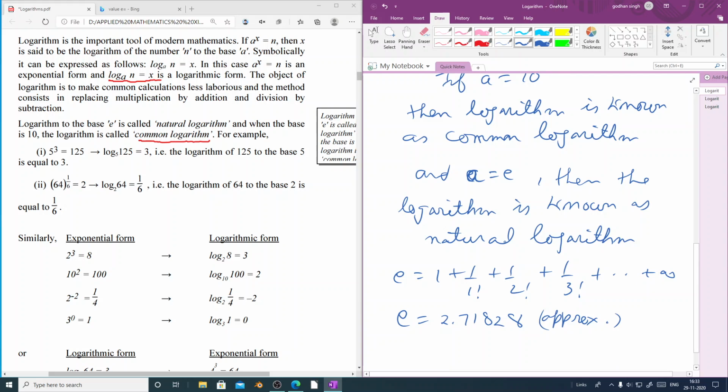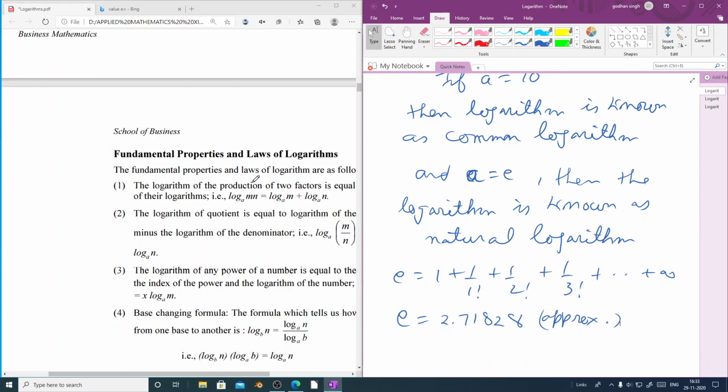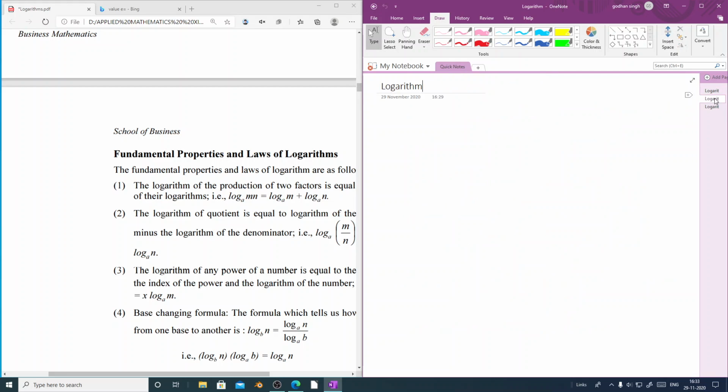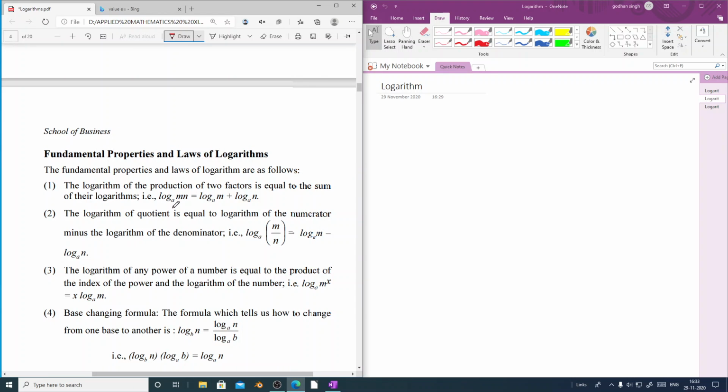Now next we learn the fundamental properties and laws of logarithms. The first one is log mn with base a equals log m with base a plus log n with base a. The second one is log m/n with base a equals log m with base a minus log n with base a. Third, if we have log m raised to x with base a, then it can be written as x log m with base a.